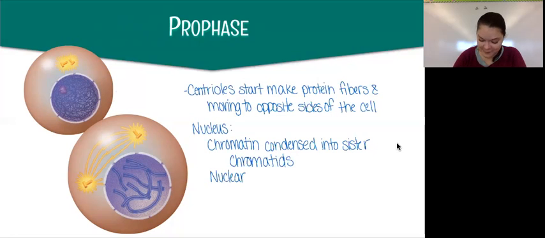And the reason that's important is because we need the spindle fibers, those protein fibers that are being made from the centrioles, to have access to the chromosomes. Otherwise, they can't pull them apart. So the nuclear membrane has got to go.